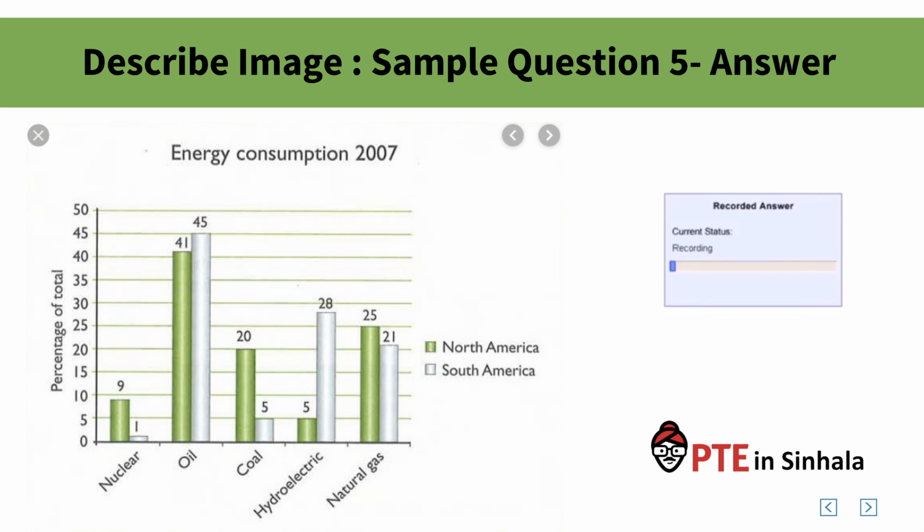These statistical data reveal some information regarding the energy consumption of North and South America in the year 2007. As per the bar chart, South America consumed the highest percentage of oil and hydroelectric energy. In contrast, North America has consumed 20% coal and 9% nuclear energy during the year. In conclusion, it is seen that both regions have consumed high amounts of natural gases during 2007.